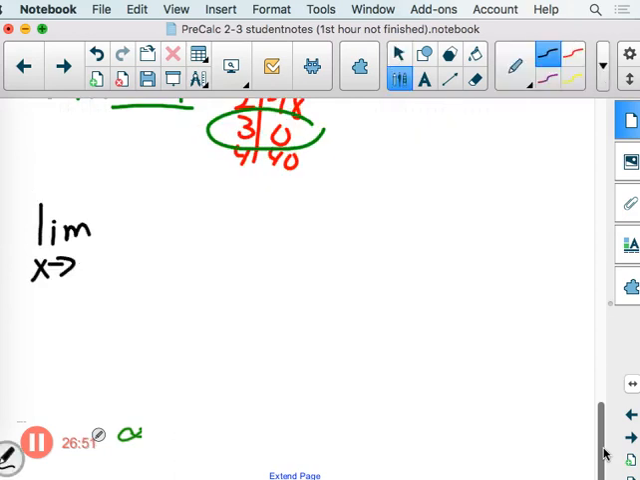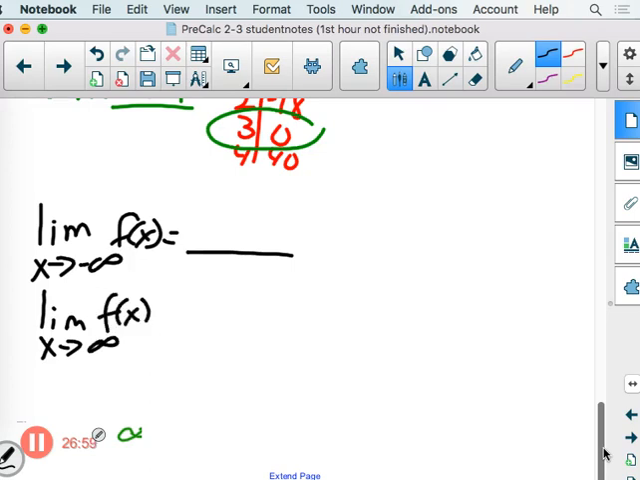Limit as x approaches negative infinity, f of x equals blank. Limit as x approaches infinity, f of x equals blank. So there's our template. Like I said, we're going to write that every single time. The only thing different is going to be what we put in the blank. So as our graph went to the left forever, where's it going? Down, negative infinity.